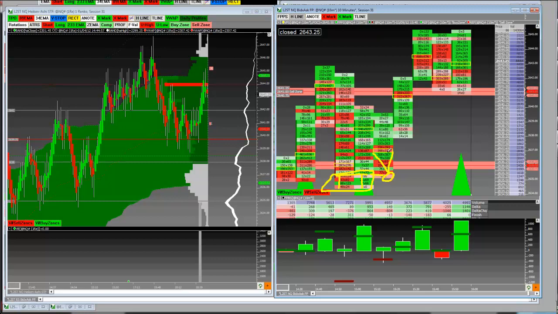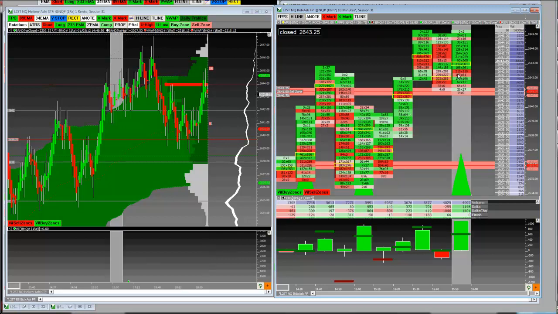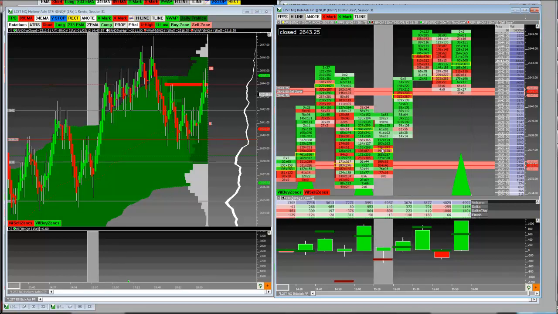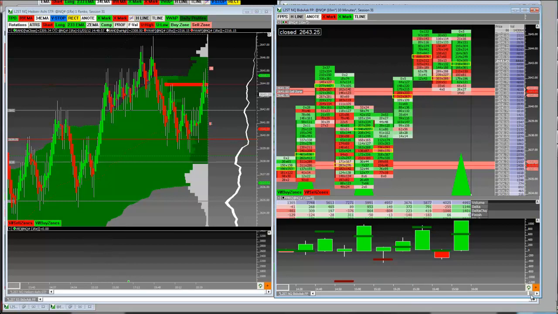Now, the thing is, when you're looking at footprints after the fact, you can't actually see what happens afterwards. So the best thing to do is use market delta replay, and you can replay the footprints. You can have a look at how they build in real time, tick by tick.